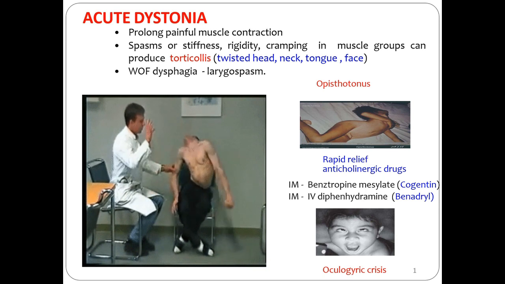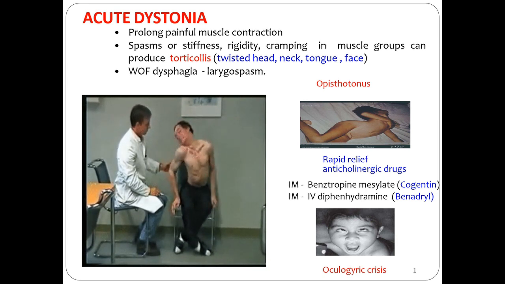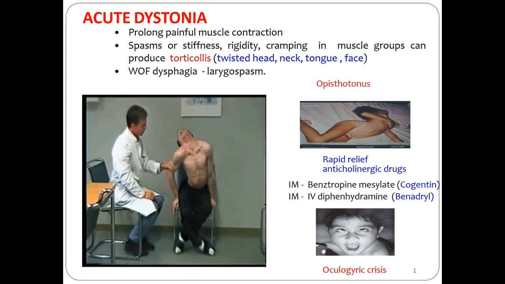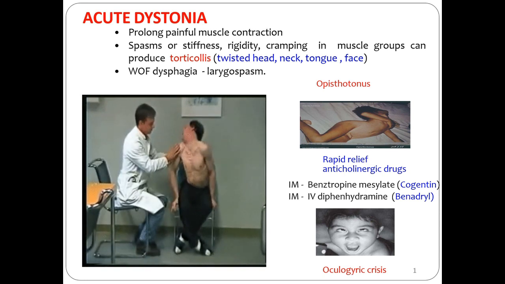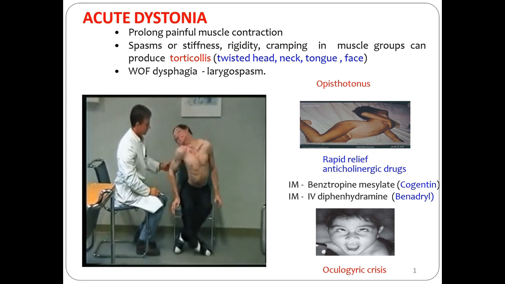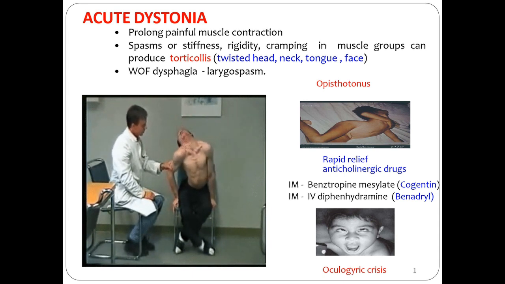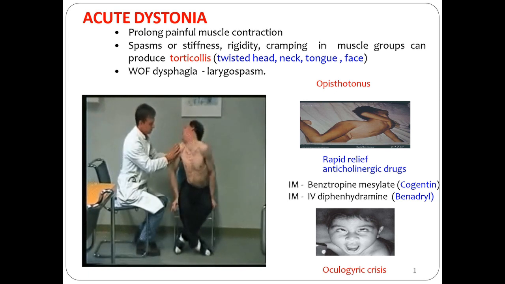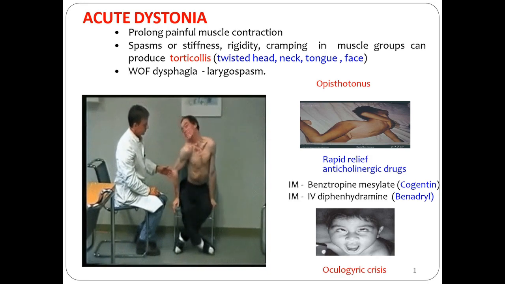And when this happens, there are medications, again, another medications to be given to the client. And remember this: benztropine mesylate, Cogentin, that can be in intramuscular form, and diphenhydramine, Benadryl, either in an intramuscular or an IV, or intravenous. And this is acute dystonia.